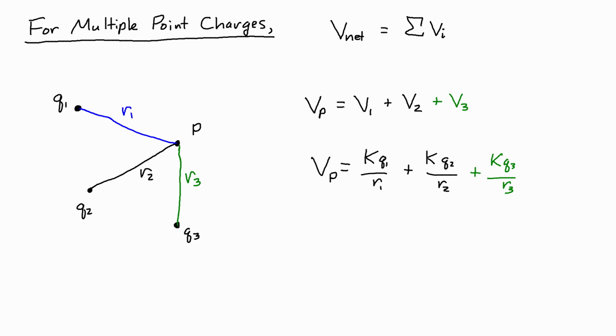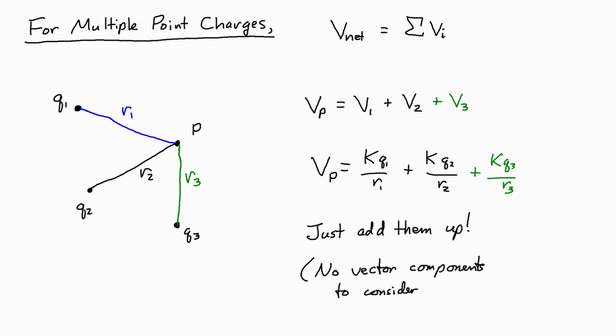But you can see that the math is pretty easy for this. We just add them up, and there are no vector components to consider. Yay. It's not necessarily that vectors are difficult, although they are before you understand them. Once you understand them well, then they're not difficult anymore. But using vectors, especially in 3D, gets really tedious when you have a whole bunch of different components to consider.